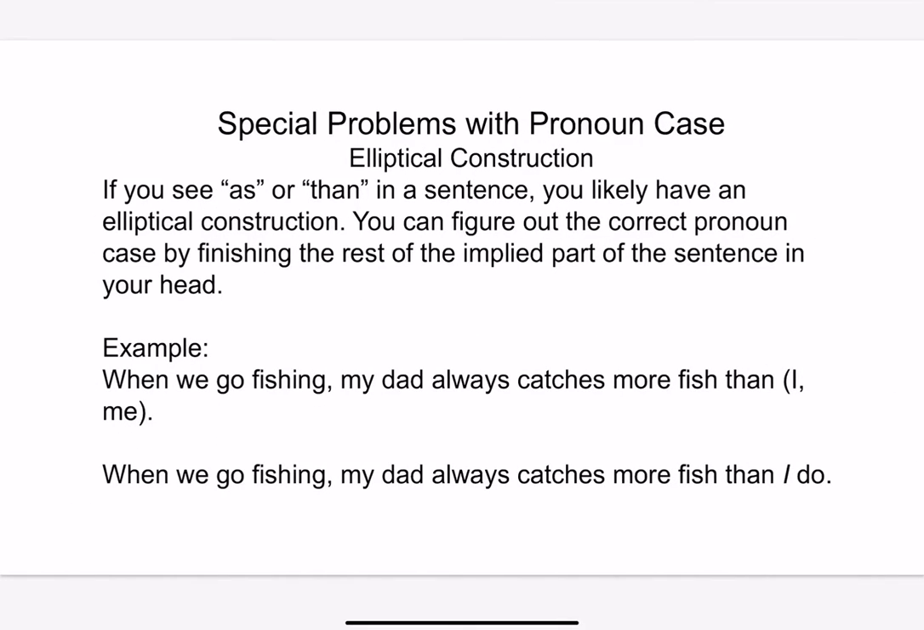All right, another case that is a special problem is elliptical construction. That occurs when we see the word as or than in a comparison sentence. And what we need to do in order to figure out which one to use here is to just finish the sentence. Like, what are you trying to say in the full way of saying it? So here's my example. When we go fishing, my dad always catches more fish than, and most people would say more fish than me. But actually, it's supposed to be than I. If you just think to yourself, when we go fishing, my dad always catches more fish than I do, then you'll see that you're actually supposed to be choosing I. So just finish up whatever the thought was, the complete sentence, and you'll be able to choose the right pronoun.